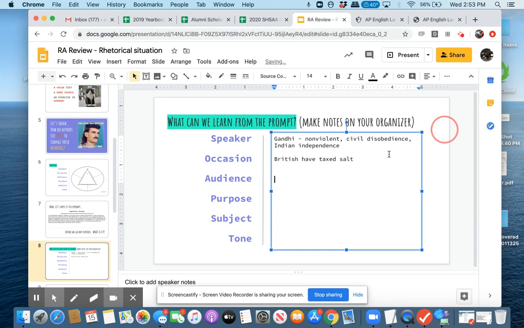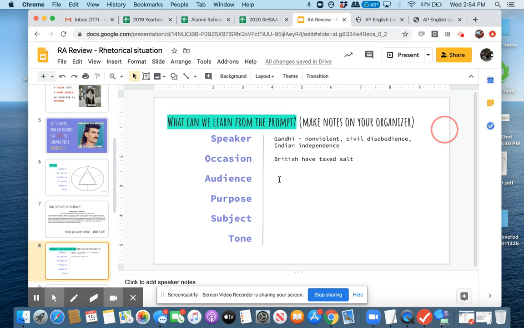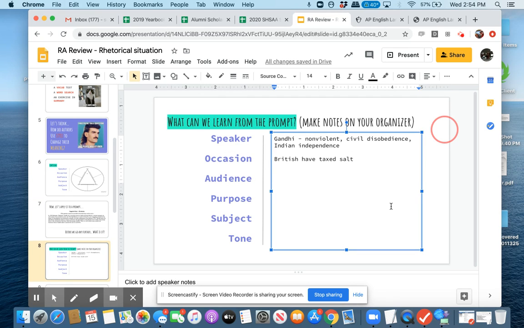Who is the audience, right? This was really specifically said in our prompts, so go back to it in just a second. It's not the British people. It's not the people of India. It is a letter. Letters, friends, have one very specific person for whom they are intended. This one is Viceroy Lord Irwin, the representative of the British Crown in India. In other words, the king's main dude in India at the time. So this is Viceroy Lord Irwin, representative of the king.